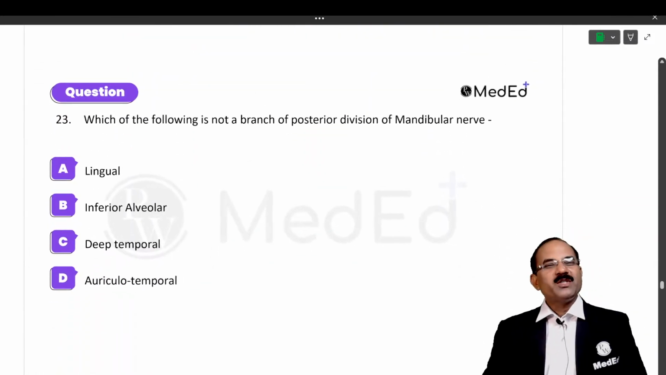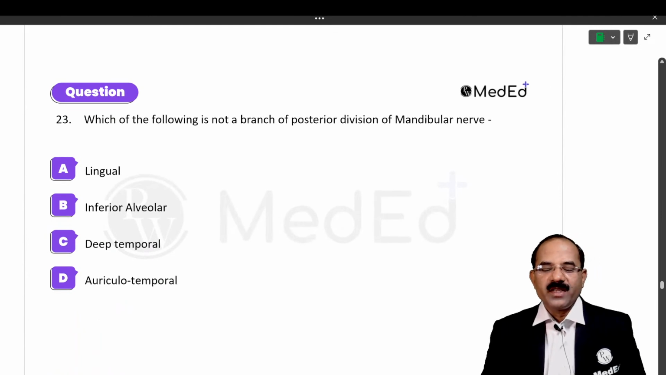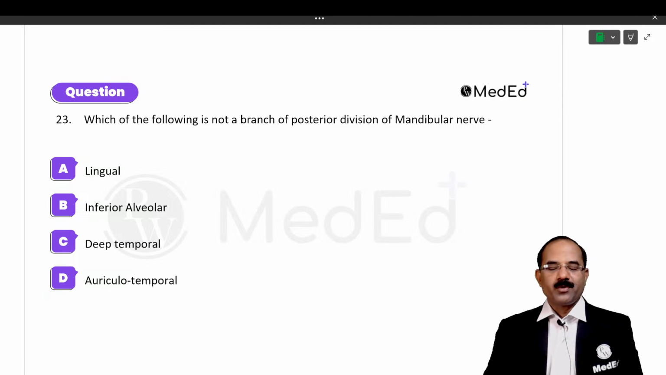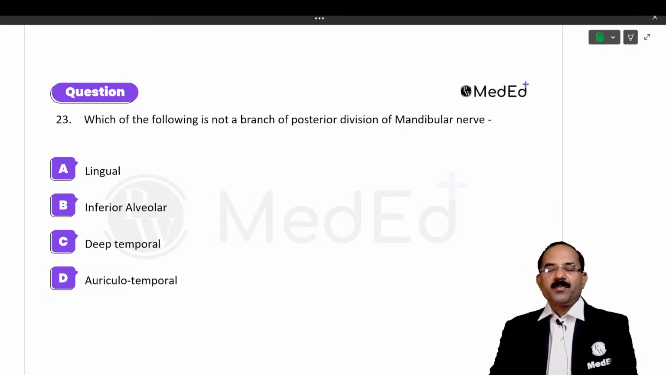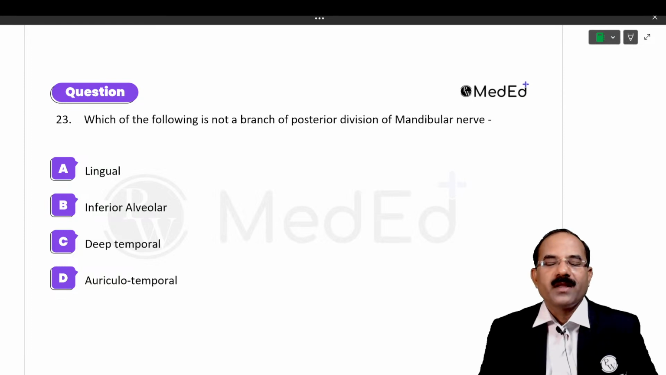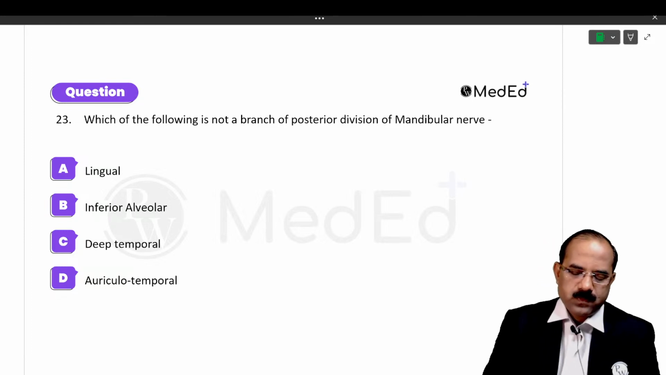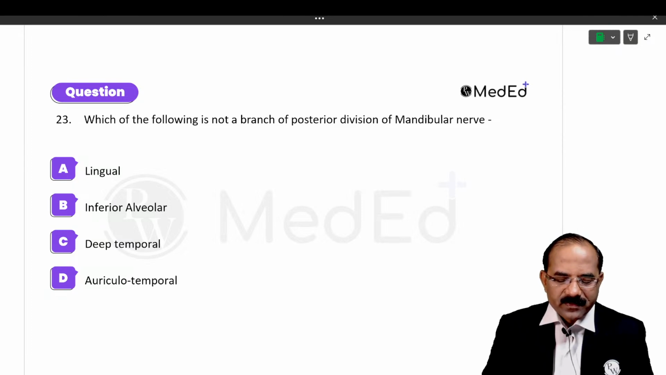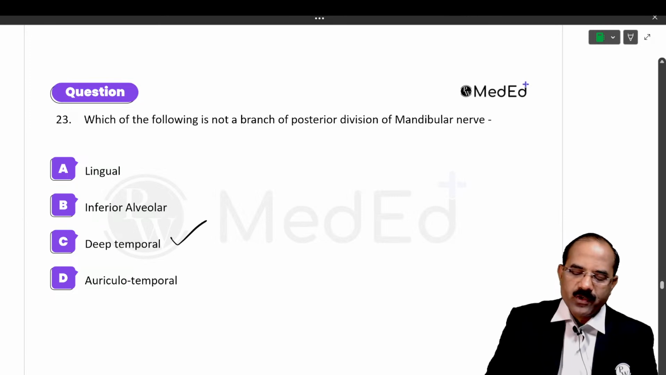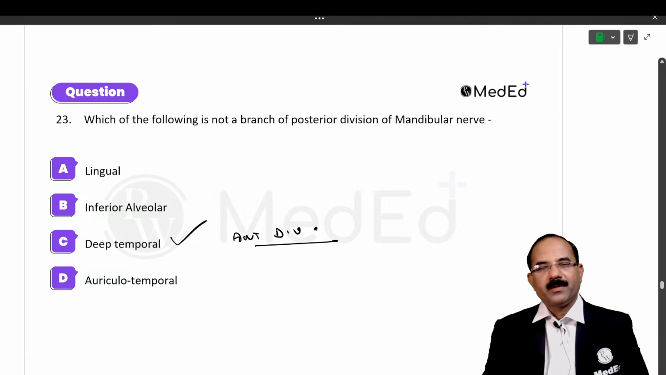Coming to the head and neck MCQs. Which of the following is not a branch of the posterior division of the mandibular nerve? Can you answer this? Posterior division of the mandibular nerve. A very important MCQ, children. The answer is deep temporal nerve. Deep temporal nerve is a branch of the anterior division of the mandibular nerve.